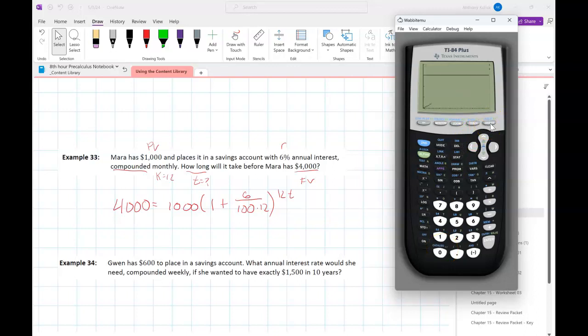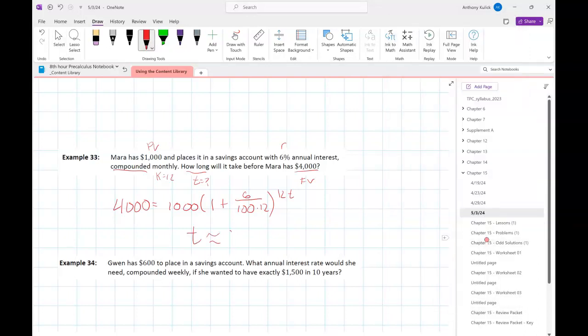All right, so I hit graph. Here's my line for 4,000. Here's my curve for the exponential. Second trace, intersect command. Oh boy. All right, try that again. Second trace, intersect command, enter, enter, enter. So 23.2 years. Does that sound okay?